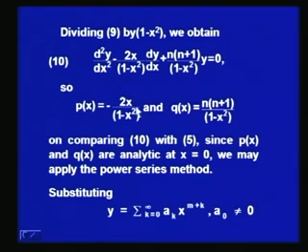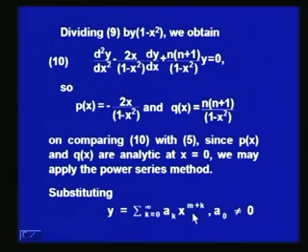Now, let us note that the functions P(x) and Q(x) are analytic at the point x = 0, because they are rational functions of x, and the denominator in the functions P(x) and Q(x) vanishes at x = ±1. So, they are analytic at x = 0, and therefore, we can apply the power series method.